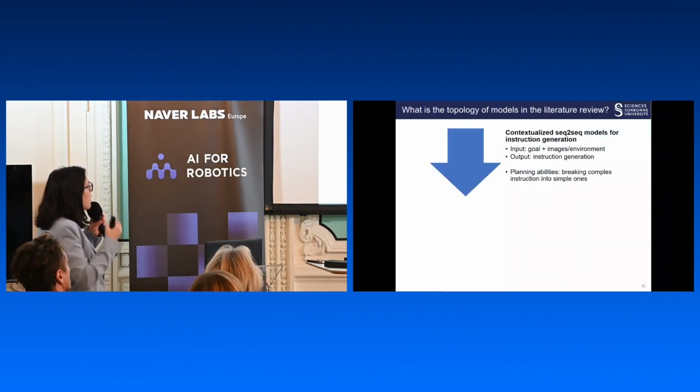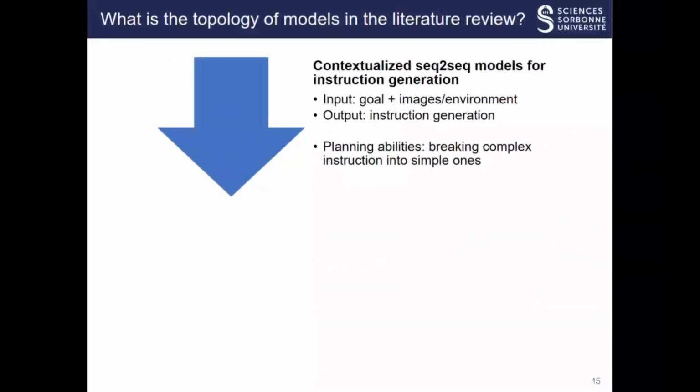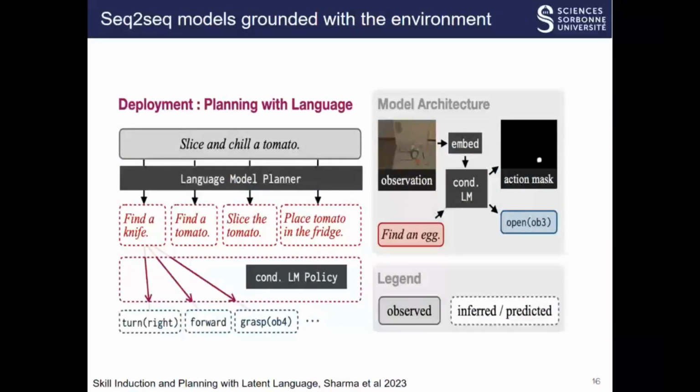So for the topology of models, I present the two extremes from my point of view. The first one is a contextualized sequence-to-sequence model in which you encode and decode the text for instruction generation. You provide the goal in text and images related to the environment, and you expect the model to generate the different instructions.